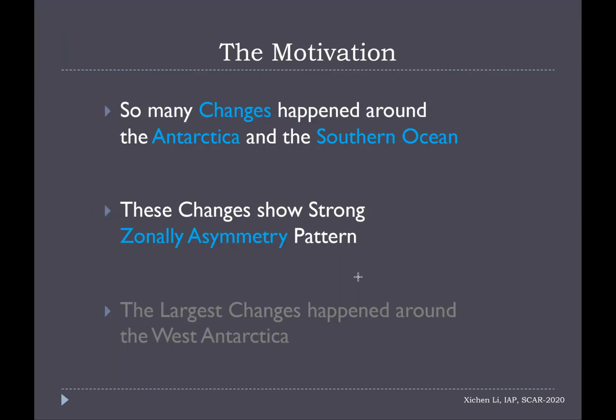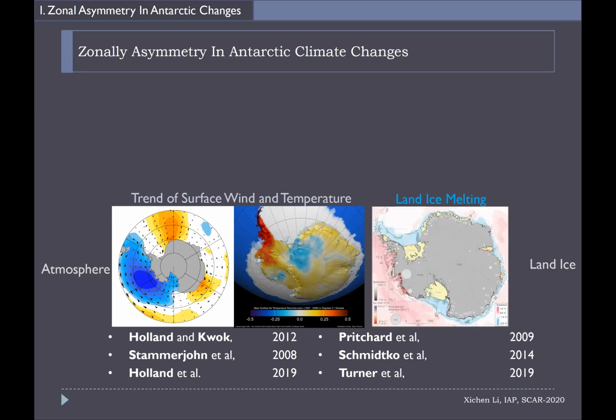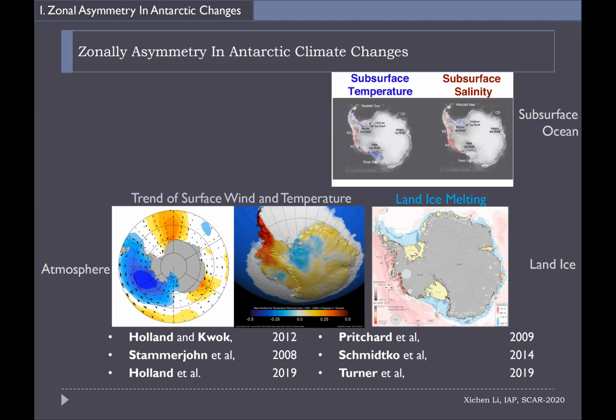So these changes around Antarctica are not only asymmetric, usually the strongest changes happen around the West Antarctica. For example, the strongest circulation changes, which could be the deepened Amundsen Sea Low in the past 3 decades, with the West Antarctic warming, and also the land ice melting around the West Antarctica is much faster than East Antarctica, which could be associated with the subsurface warming in the ocean.